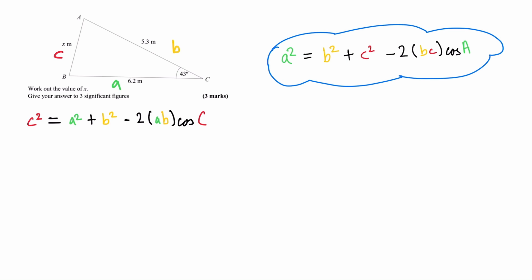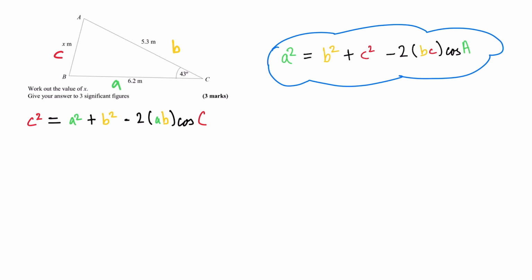Now, what I want to note here is the letters a, b, and c are arbitrary, and you can have c squared equals a squared plus b squared minus 2ab cos C, or you can have b squared equals a squared plus c squared minus 2ac cos B. It doesn't matter as long as you're following two key rules.